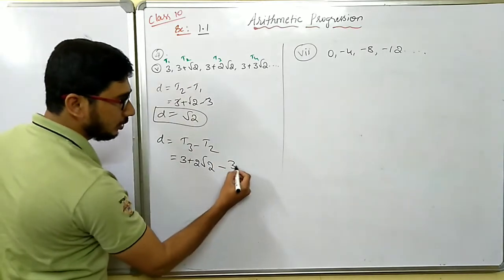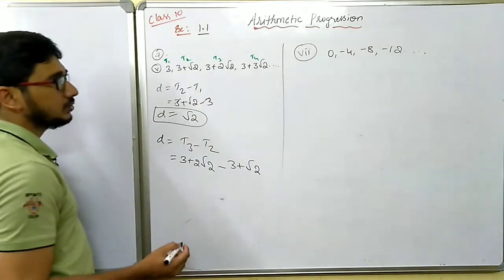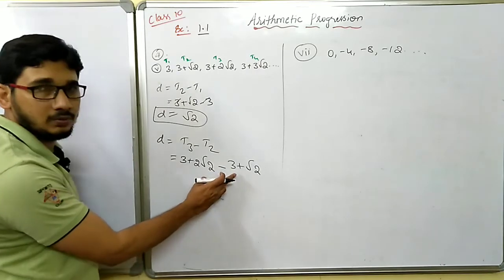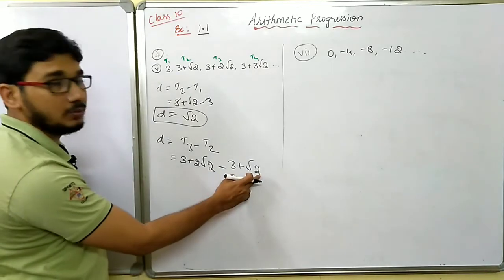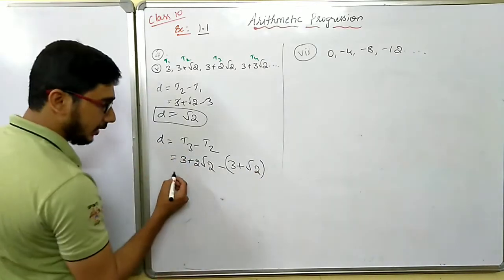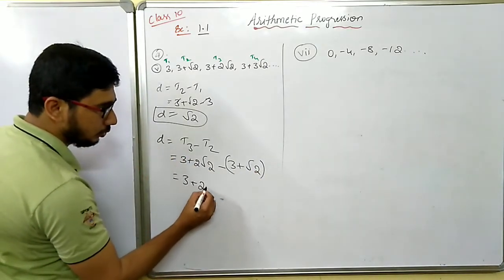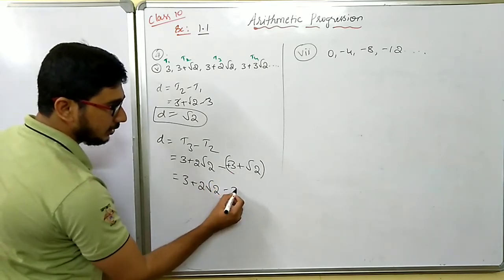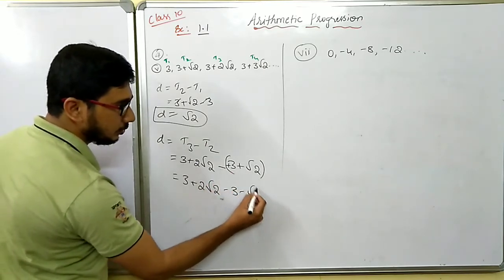3 plus root 2. See students, if you write only minus without bracket, what will happen? This minus will belong to only this one. It will not belong to this. So the complete term won't be negated, so we have to put the bracket. So 3 plus 2 root 2, plus in here plus will be there. Minus into plus, minus 3. Minus into plus, minus root 2.